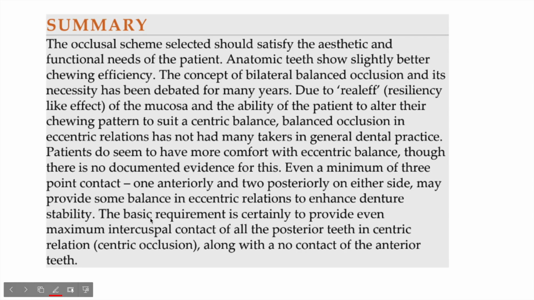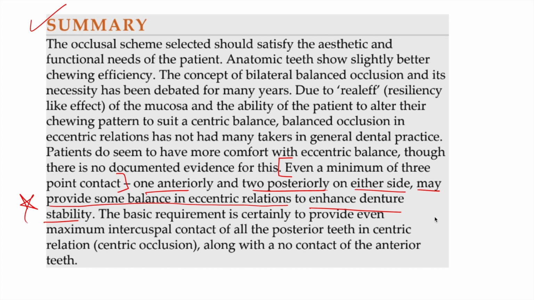So this is a summary slide for the whole chapter that we just talked about. You can feel free to pause here and use this from our references to take a look at it. Now, what I point out from this during this lecture is this sentence here: even a minimum of 3-point contact, one anterior and two posteriorly on either side, may provide some balance in eccentric relation to enhance denture stability. This is the takeaway point for you for the bilateral balanced occlusion concept. Perfect?